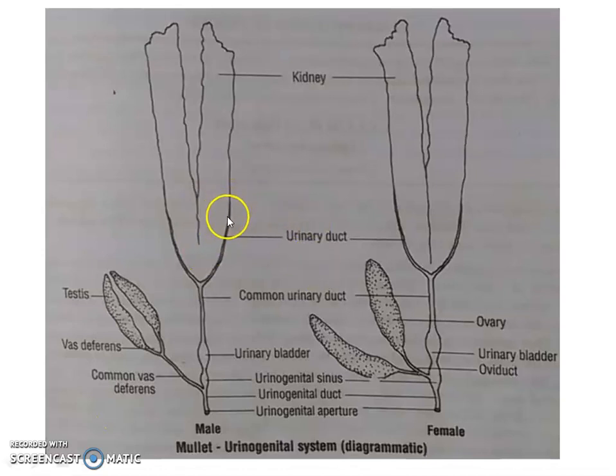Now, leading backward from the posterior part of the kidney, you can see here there is a duct. These are the two urinary ducts, which can be termed the left and right urinary duct, and posteriorly they join together and form a common urinary duct. This common urinary duct, as it runs posteriorly, expands to form the structure known as the urinary bladder, and the bladder further leads into the urinogenital sinus. This urinogenital sinus opens out by a urinogenital opening or aperture, usually very close to the anus, posterior to the anus.